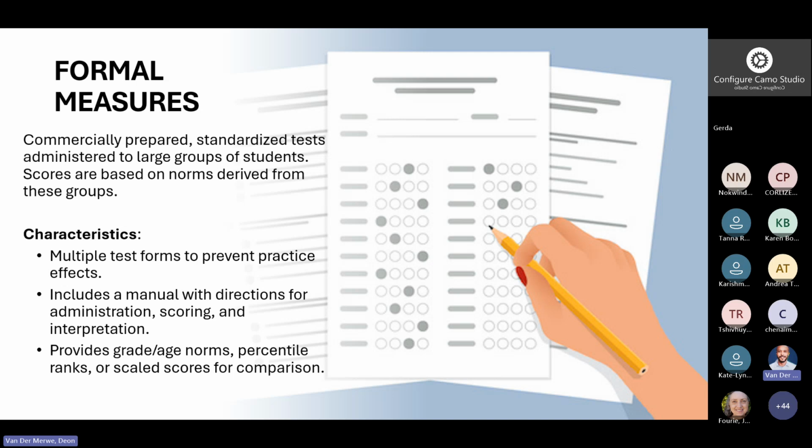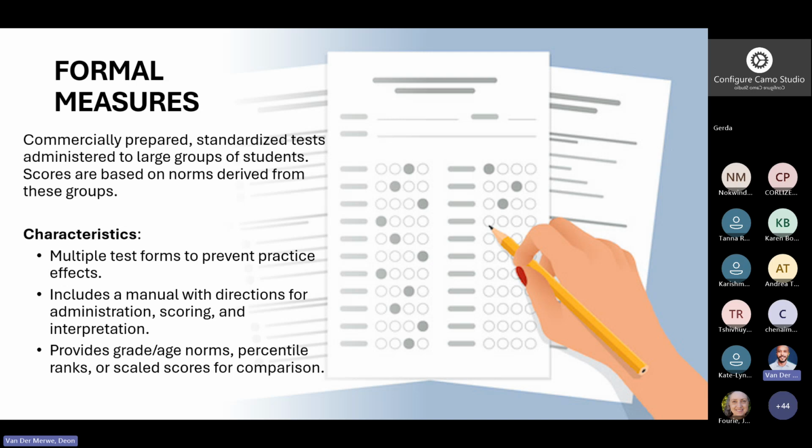And so these tests that you are expected to engage with are also called the normed reference, because their scores are derived from the administration to a large group of children. And so a formal test may have the following characteristics. The test is usually available in more than one form, allowing a learner to be examined more than once without obtaining a higher score due to practice.